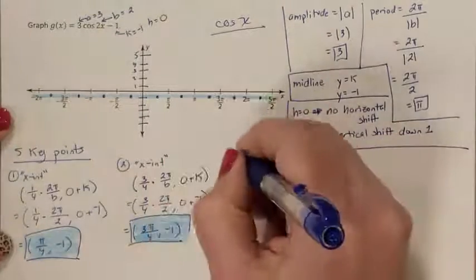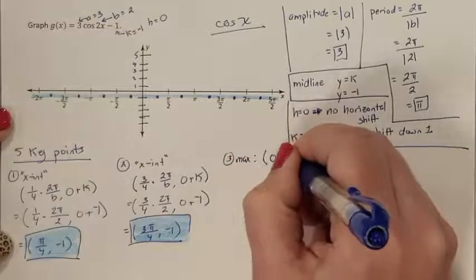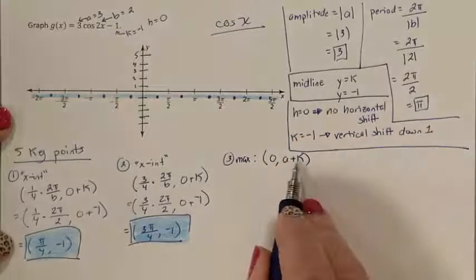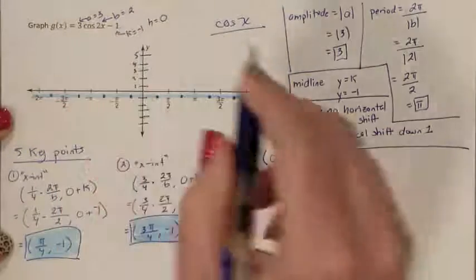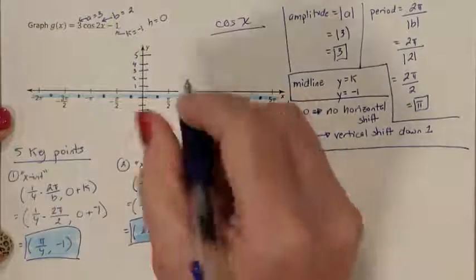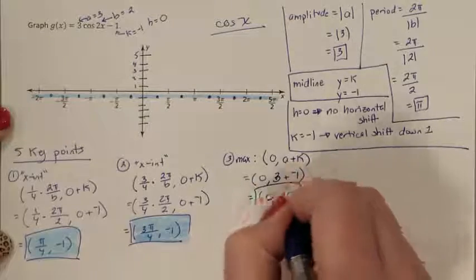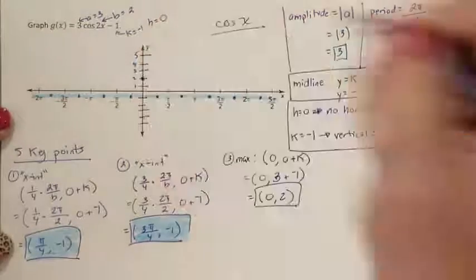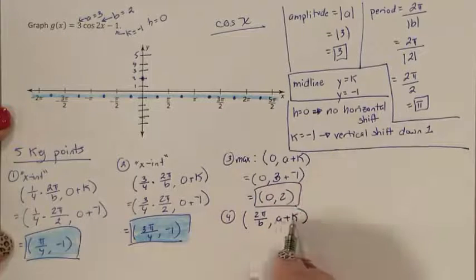Cosine has 2 maxes. So let's go ahead and look at our first max. This is the formula of the first max that takes into account our vertical shift. My a is a 3, and my k is a -1. So my first max is at the coordinate point 0, 2. So here's 0, 2.